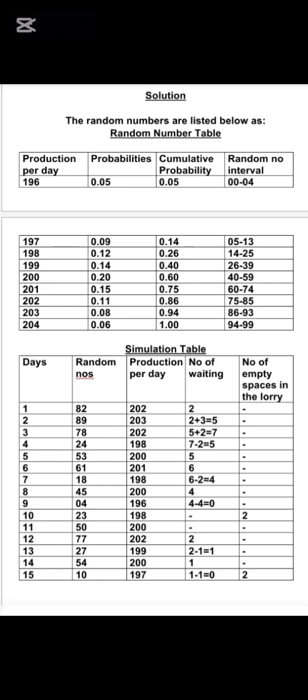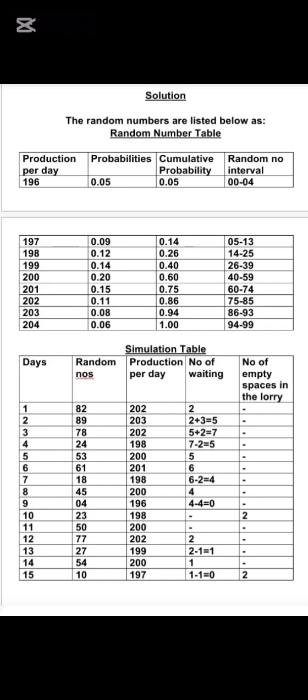Now, you look at your interval. The first random number says 82, right? I want to tell you how we get that production per day. If you check 82 in your random number interval, you'll see that it falls within 75 to 85. You count 82, 83, 84, and 85. So if you check it, you just go straight to the production. You see that it's 202.